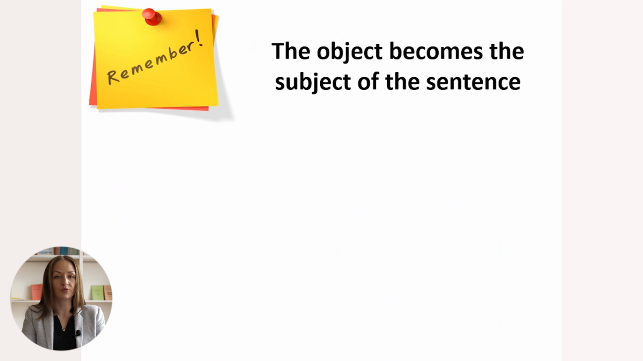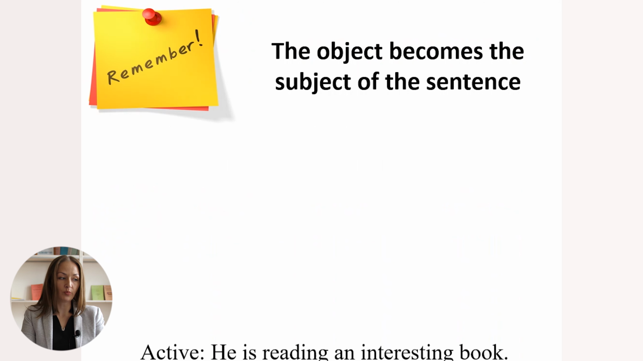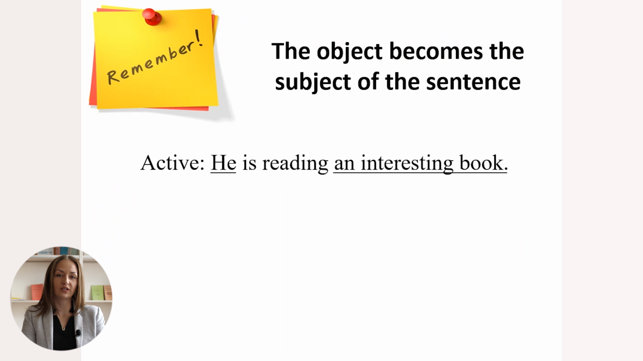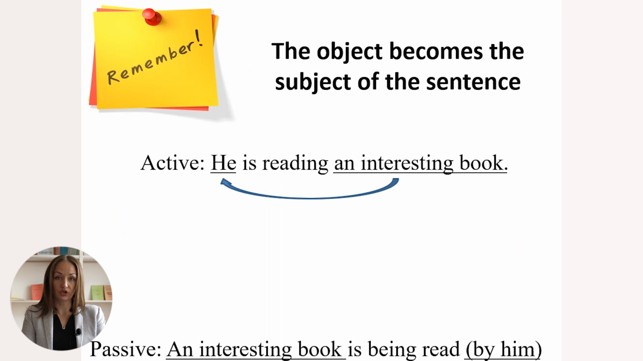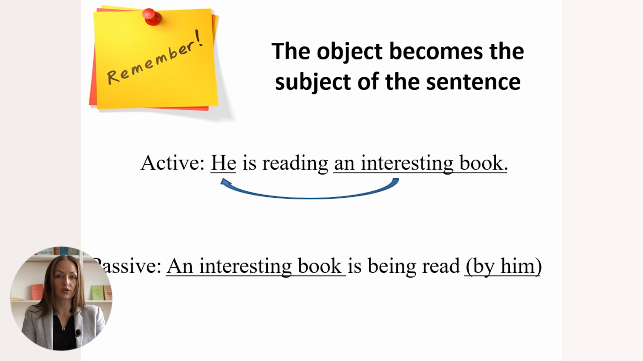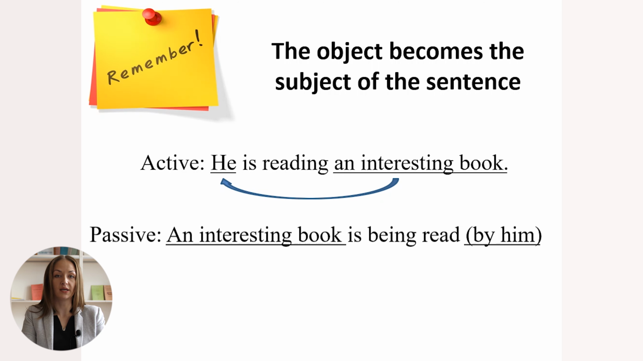One of the main things that we have to remember when transforming the active sentence into a passive construction is that the object becomes the subject of the sentence. That is, the object of the active sentence becomes the subject of the passive construction. Let's look at the following example. He is reading an interesting book. The following sentence in the active voice will be transformed in this way. So, the object, an interesting book, will become the subject of the passive voice construction. An interesting book is being read by him.